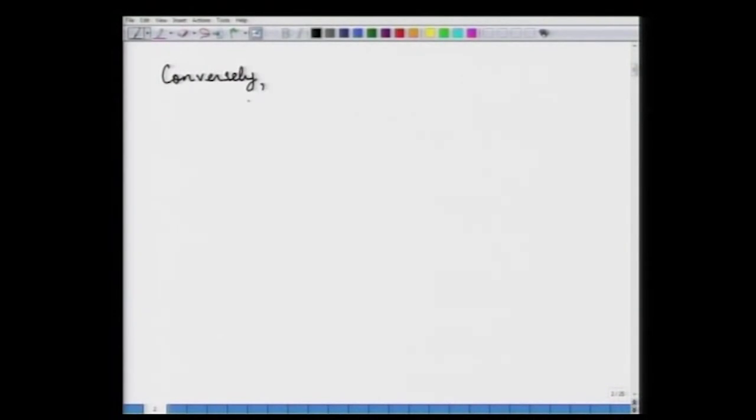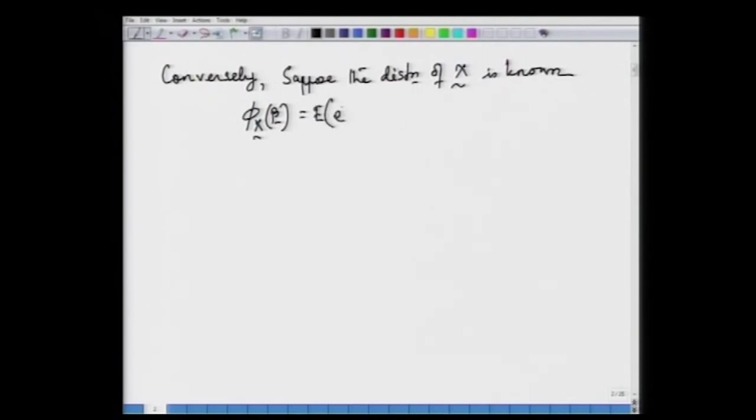For the other part, the converse, which is the only if part, we assume that the distribution of the random vector x is known. If it is so, then I claim that the characteristic function phi x at beta, which is nothing but expectation of e power i beta prime x, is known for all beta belonging to R p.